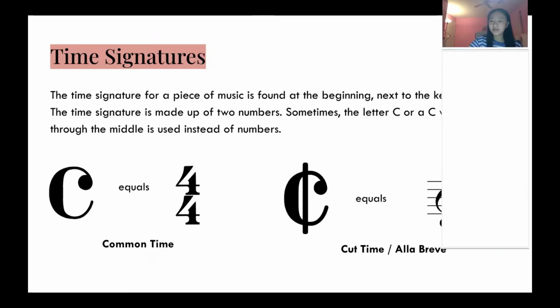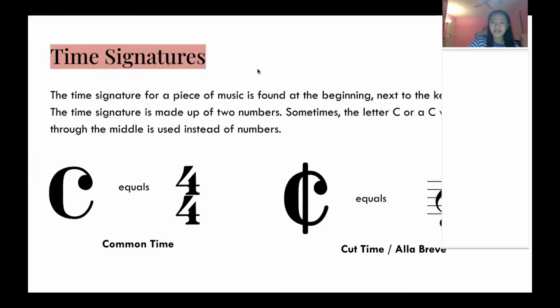Good, okay, so just some definitions. The time signature for a piece of music is found at the beginning next to the key signature, and the time signature is made up of 2 numbers. Sometimes you'll see the letter C or a C with a slash, which is used instead of numbers. C basically equals 4/4, and that's also called common time. If you don't know that term, it's good to remember. And a C with a slash through it is called cut time or Alla breve. And this one equals 2/2.